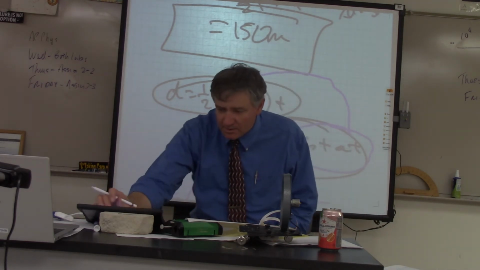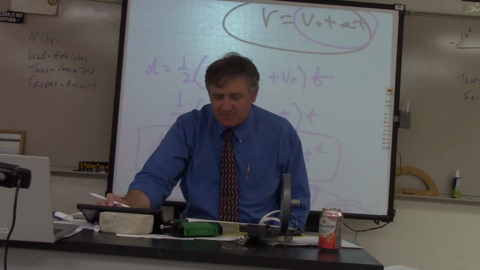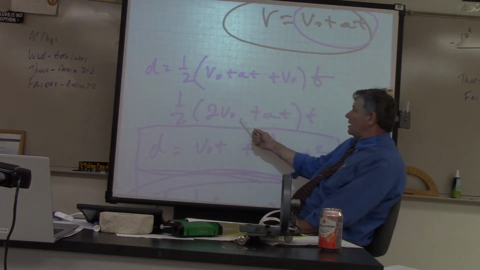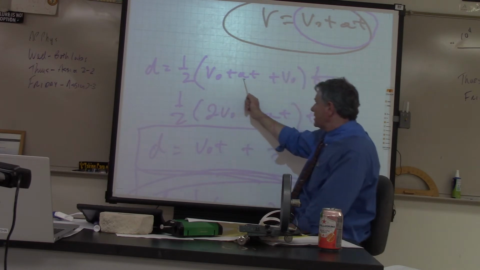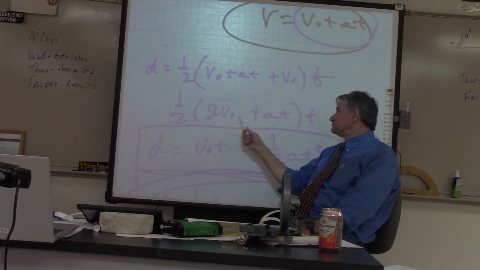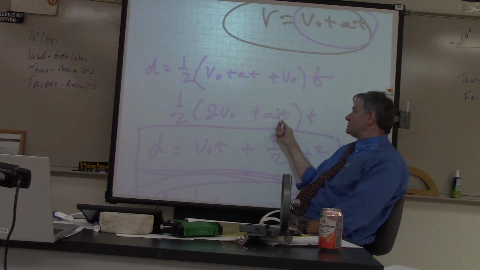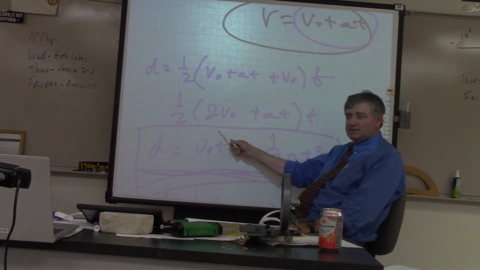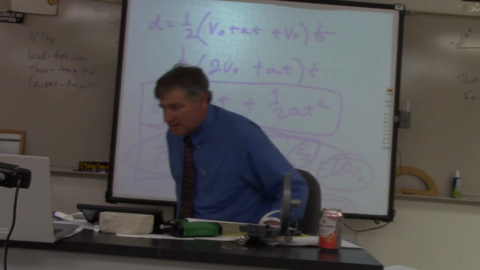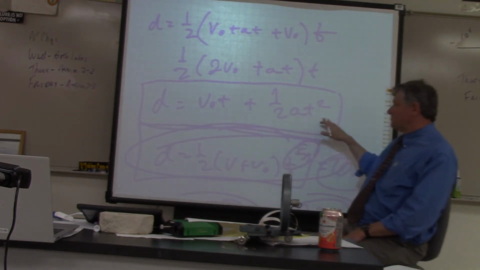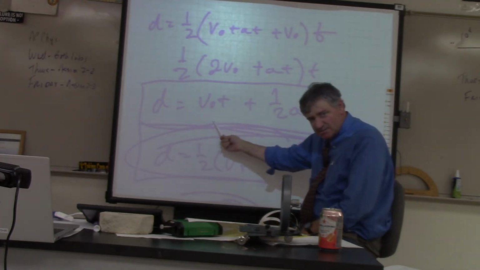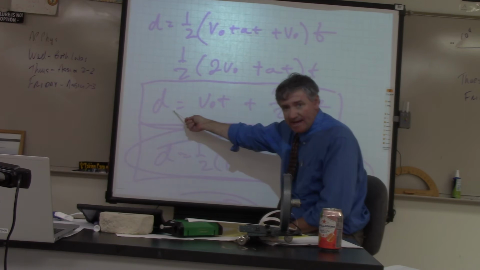So what I'm going to do is go through a whole bunch of algebra. Again, do not write this down. So I have 1/2 (V naught plus AT plus V naught). If you combine your V naughts, you get 2 V naught plus AT. And then you're going to distribute the time, and then you're going to distribute the 1/2. So when you get done with all of this, you get distance equals 1/2 V naught T plus 1/2 AT squared. So this is what's on your equation sheet. They have it as X, okay?